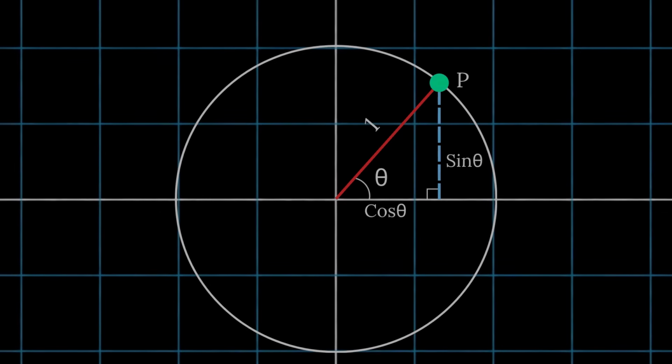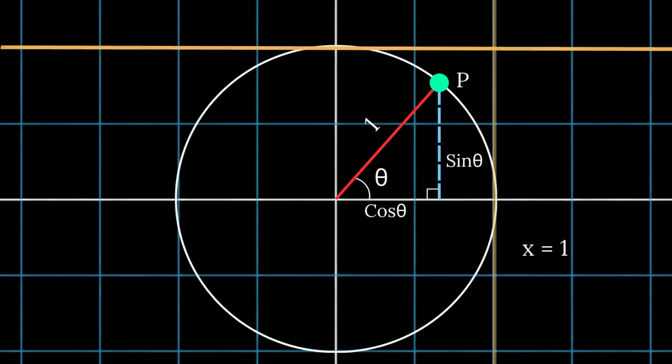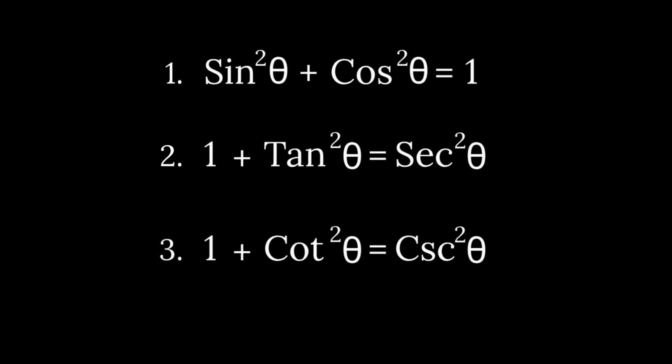For the last identity, I decided not to go through it in detail, since it follows the same principles as the previous derivation. The key change is that instead of drawing a tangent line at x equals 1, we draw a tangent line at y equals 1. And for those wanting a challenge, this is a great exercise. So if you want, try this out on your own. And that concludes the 3 Pythagorean identities.